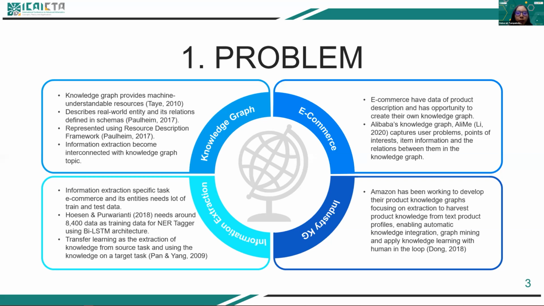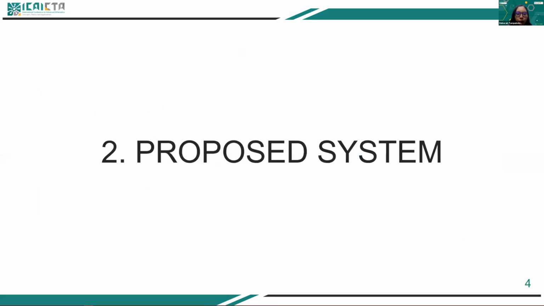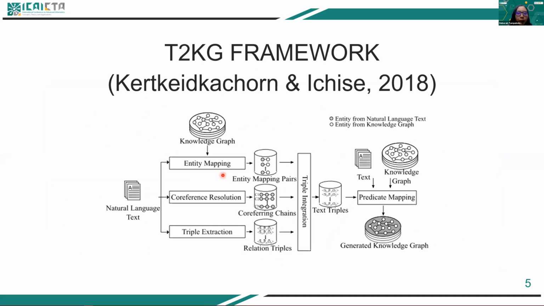And so we are moving to the second part, which is the proposed system. This is the framework that we are adopting. It consists of some modules. This is the part where the product text goes. In the framework itself, there are 5 modules: entity mapping, co-reference resolution, triple extraction, triple integration, and predicate mapping. And for our research, we only use some of these modules because of the type of the product text itself.